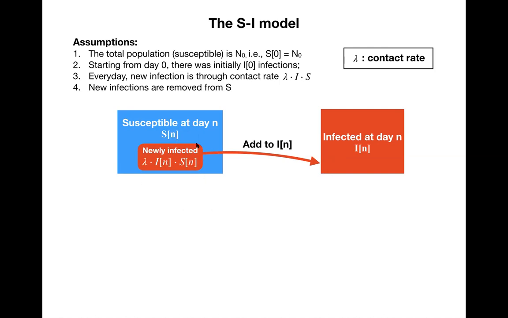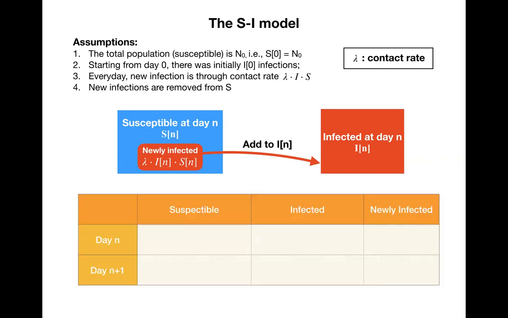So that's one relation here, and lambda here is called the contact rate. The higher lambda is, the more contact between the infected people and susceptible people, and then you create more patients every day, right? So let's take a look at this table. At day n, the susceptible is S_n, infected is I_n. Based on the definition using the contact rate, the newly infected at that day will be lambda times I times S, right?